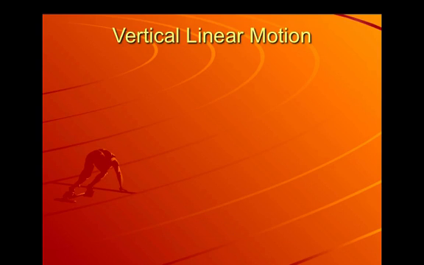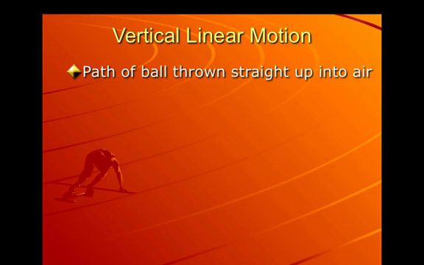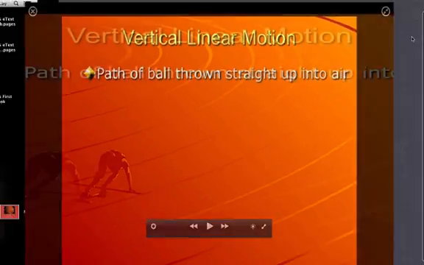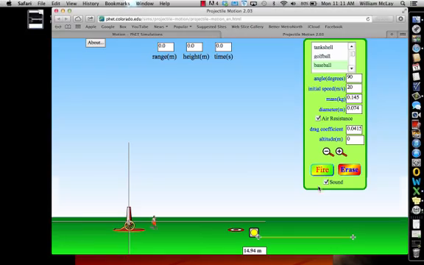Hi everybody. Today we're going to continue our discussions on linear motion, but now we're going to look at linear motion in the vertical direction. So, to begin with, let's talk about throwing a ball straight up into the air and having it come right back. Or in this example, say shooting a baseball at an initial speed of 20 meters per second straight up. So let's watch what happens.